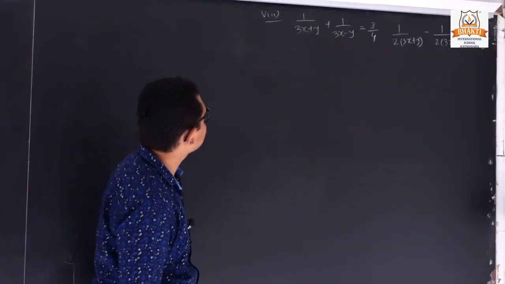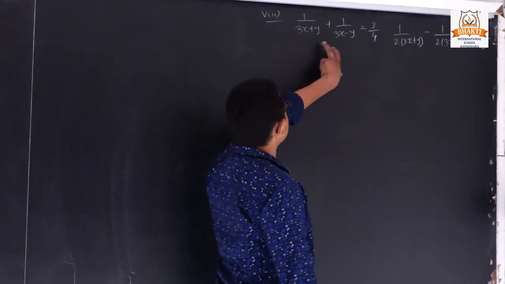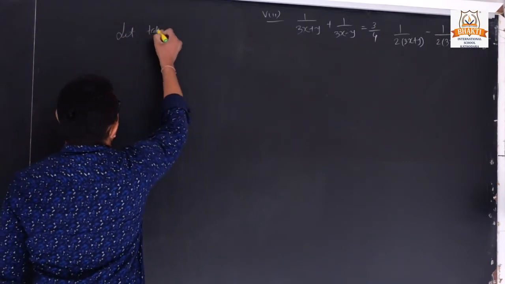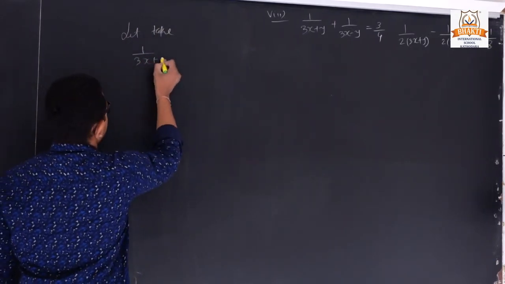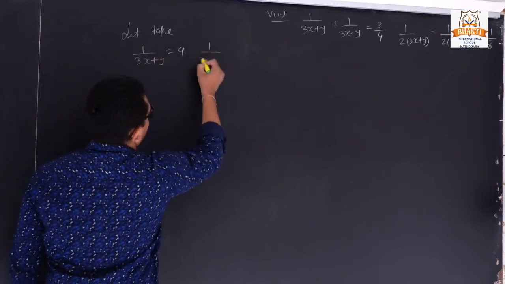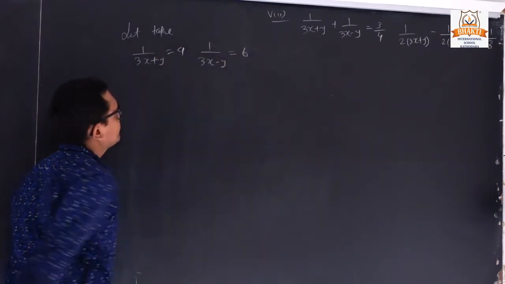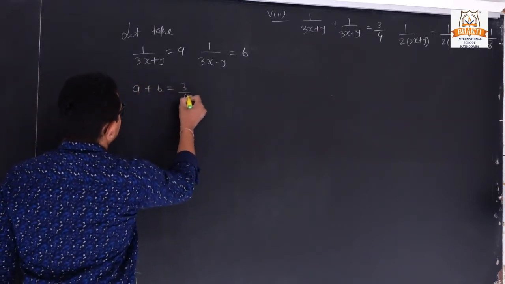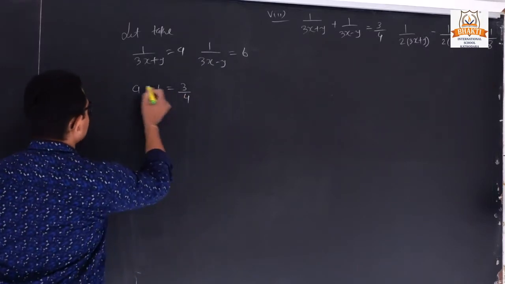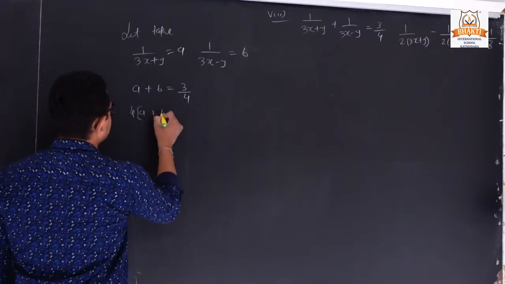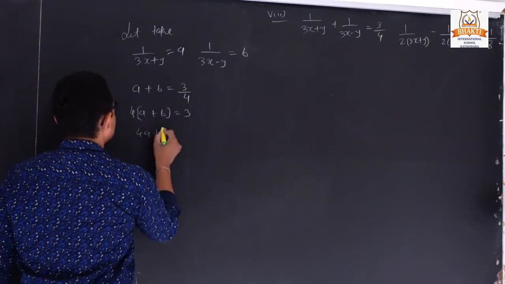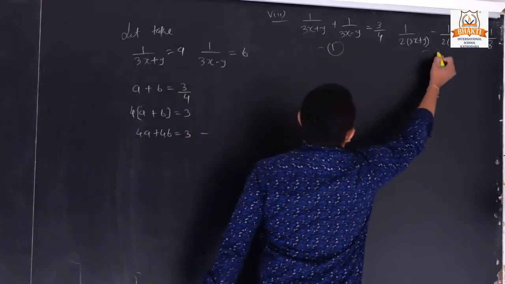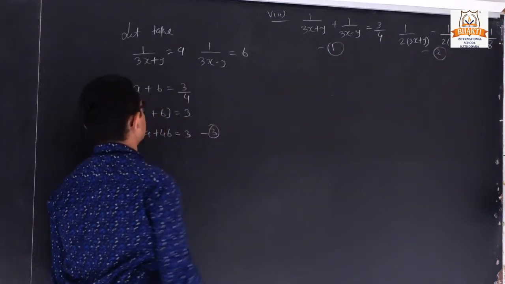Question number 8. Once again we have the same type of question as our question number 7. So we can start like that. Let 1 upon 3x plus y be equal to a and 1 upon 3x minus y be equal to b. So what is our equation? a plus b is equal to 3 by 4. So this 4 is going to the second side. So 4 in bracket a plus b is equal to 3. So 4a plus 4b is equal to 3. We can declare it is equation 1. This is our third equation.